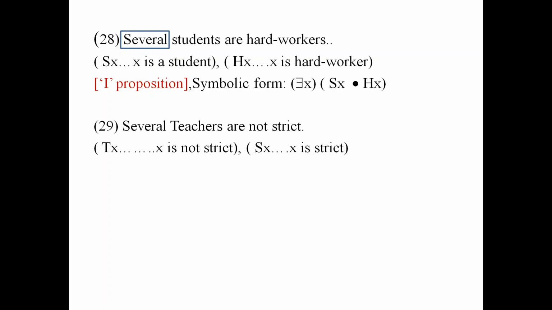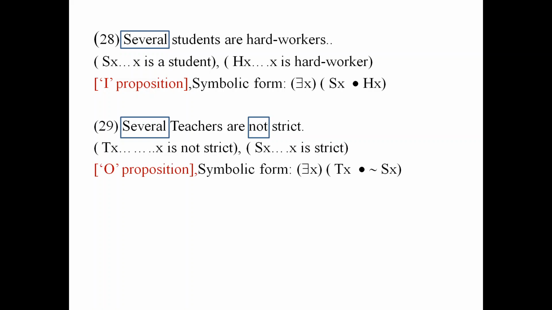29, several teachers are not strict. Here several with not is used, so it's an O proposition. The symbolic form is existential quantifier phi x dot curl psi x, where phi is replaced by T and psi by S. The written expression will be existential quantifier Tx dot curl Sx, and it will be read as there is at least one x such that x is a teacher but x is not strict.